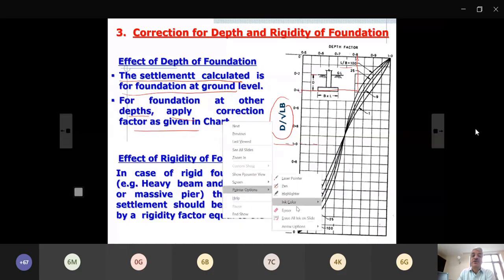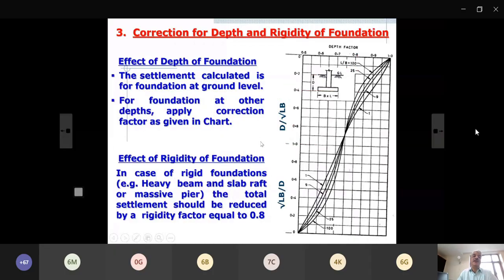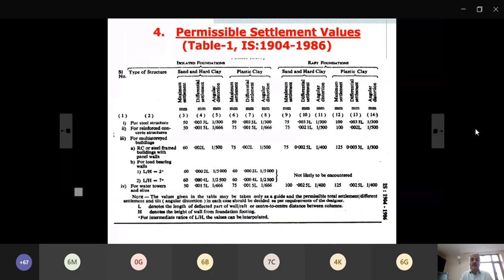And second is effect of rigidity. Here we are assuming the foundation to behave elastically as a full elastic element, following Euler's theory of bending or whatever. But if it is not the case, if the foundation is rigid, like a heavy beam and slab raft or massive pier, it may not behave exactly in an elastic manner. In that case, you apply the effect of rigidity and the total settlement should be reduced by a rigidity factor equal to 0.8. So these two factors you will apply over the settlement, depth of foundation and rigidity of your foundation, and that gives you the actual settlement.